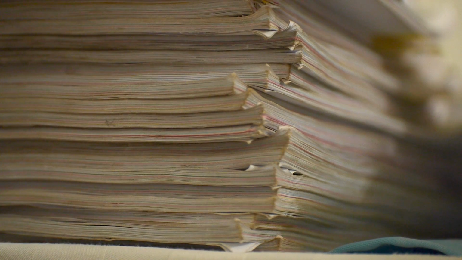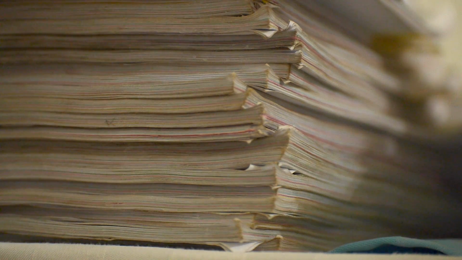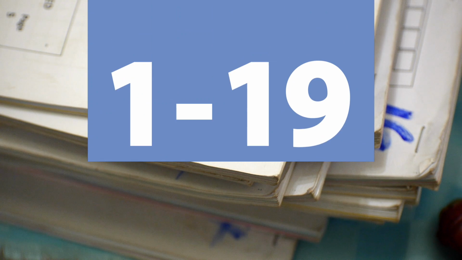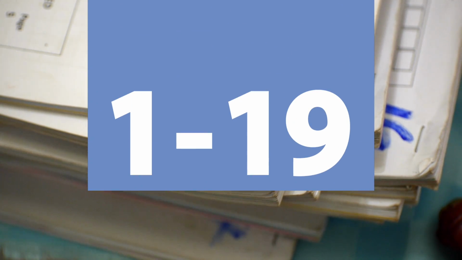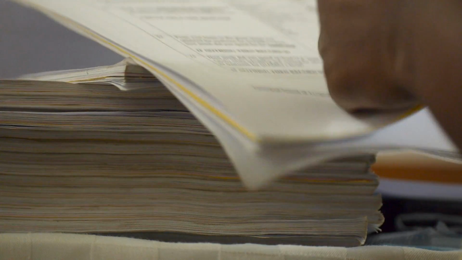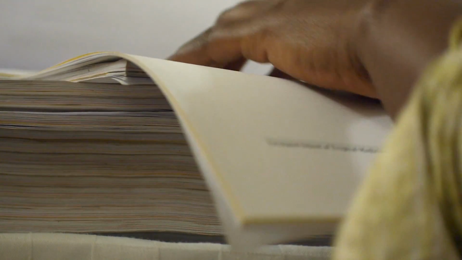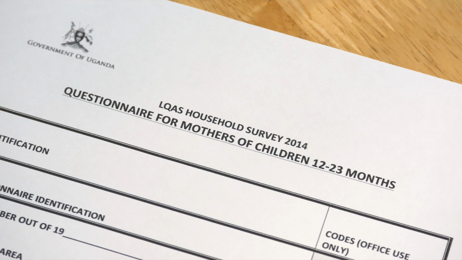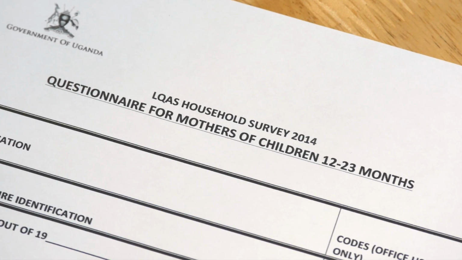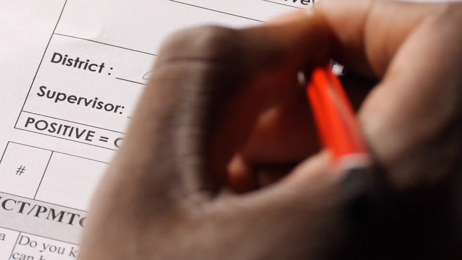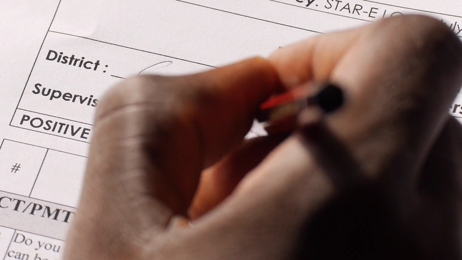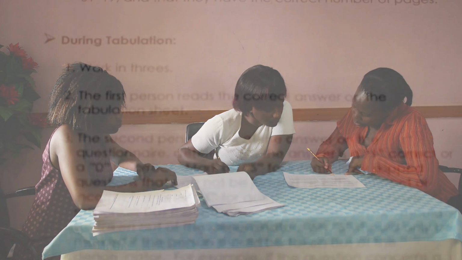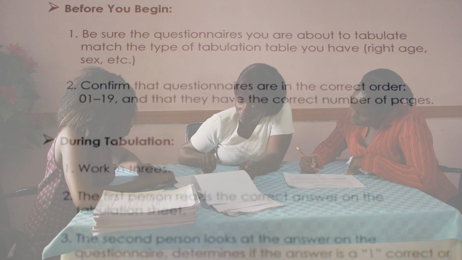Before you begin tabulation, check that you have the right number of completed questionnaires, that they are in the correct order, numbered 1 to 19, if that is your sample size, and have the correct number of pages. Check that the tabulation table you are using matches the questionnaires that you have. Now, fill in the blank fields at the top of the tabulation table. Work in groups of 3, using the tabulation quality checklist as you go.